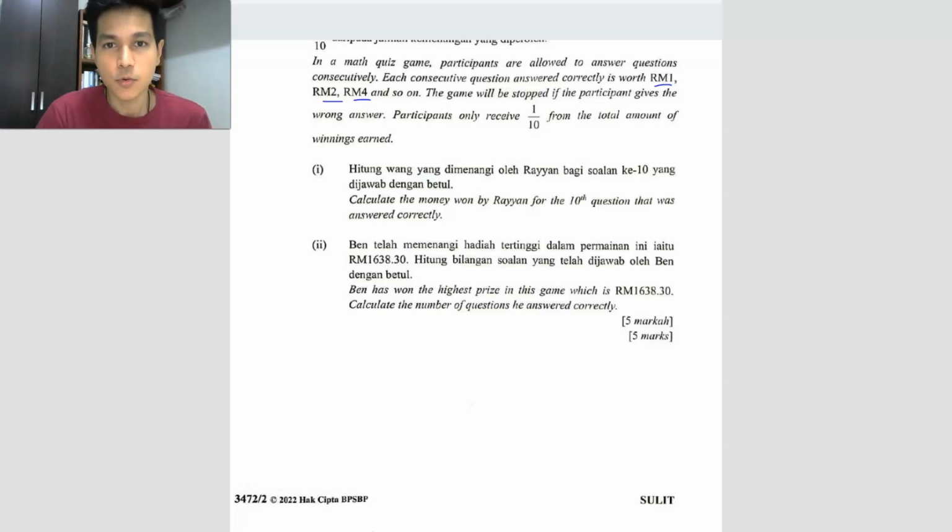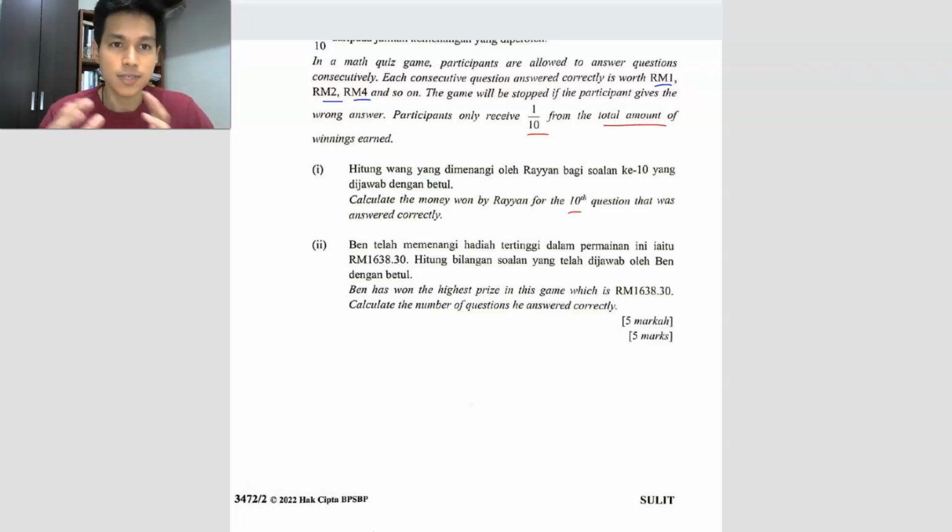And participants only receive 1/10 from the total amount of winning earned. Also, they don't receive everything. They only receive 1/10. So calculate the money won by Ryan for the 10th question that he answers correctly.